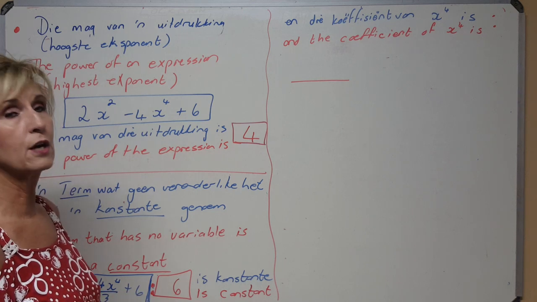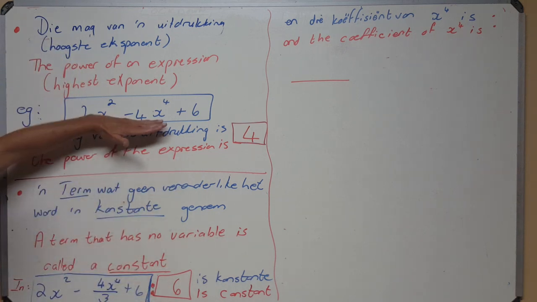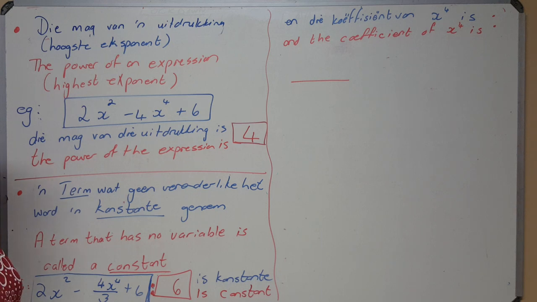And then, if I want the coefficient, again, just a little bit of revision. What is the coefficient of x to the power 4? I've changed it a little bit. The coefficient of x to the 4 is the number in front of the variable. So why do I want to do another one? Because it's a little bit different. Ek doen net nog 'n eenetjie van koëffisiënte, want dit is nie so maklik om te sien nie. The coefficient of x squared is 2. But what is the coefficient of x to the power 4?